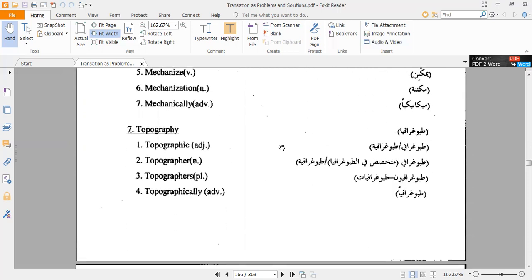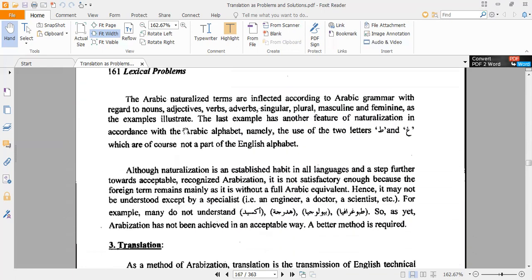As with mechanism, mechanics and topography, topographia. But actually, in this topography, we made some modifications, which is adding the ta sound and the ghain sound. These two sounds do not exist in English, but we use them and we replace the English T sound with ta, because Arabic accepts them: ta and ghain exist in the Arabic language, and so on.